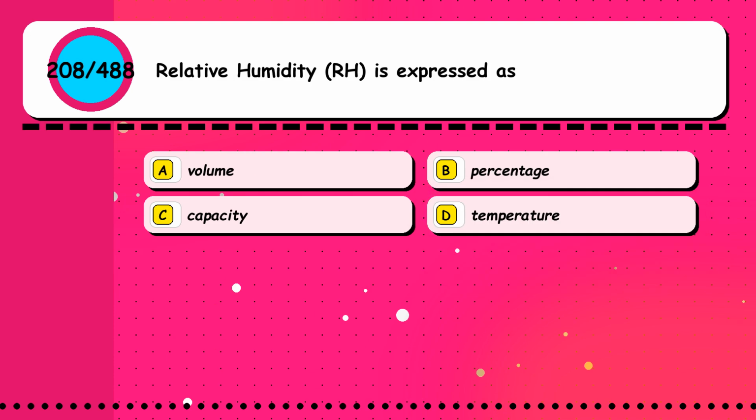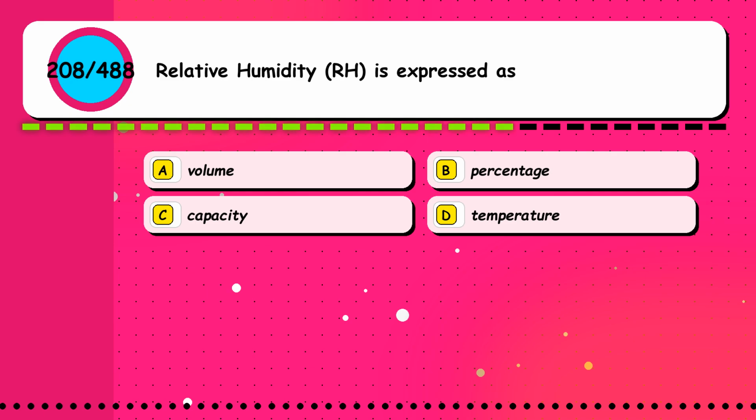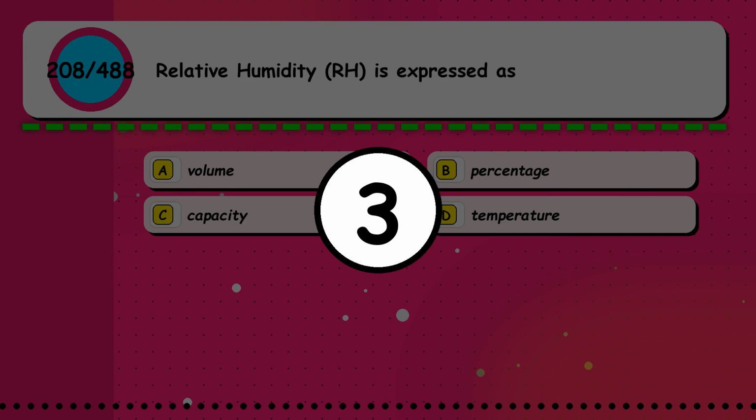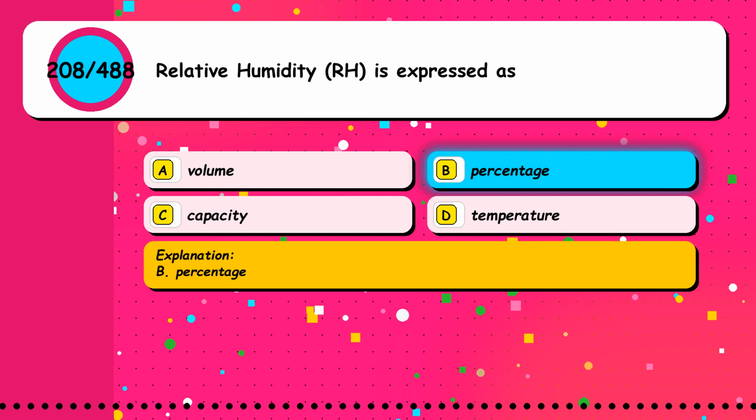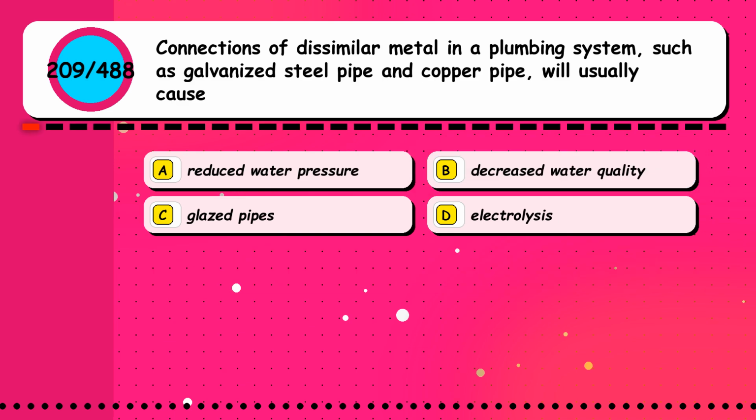Question 208. Relative humidity, RH, is expressed as option A, volume. Option B, percentage. Option C, capacity. Option D, temperature. The correct answer is option B, percentage.